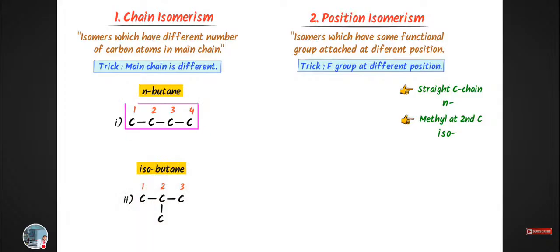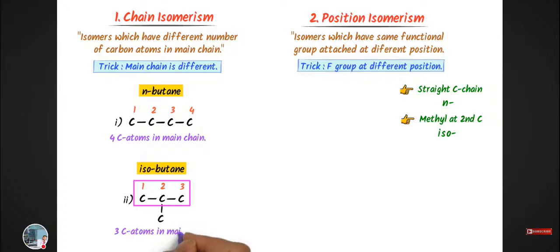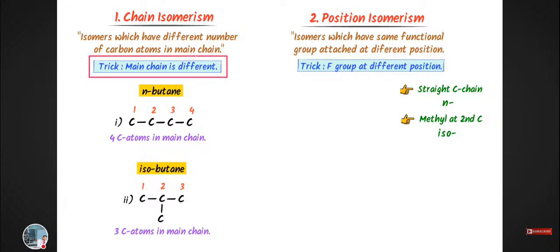Now listen carefully. In this n-butane, there are 4 carbon atoms present in the main chain or parent chain. While in this isobutane, there are 3 carbon atoms present in the main chain or parent chain. According to this trick, these isomers have different carbon atoms in the main chain, so they are chain isomers.